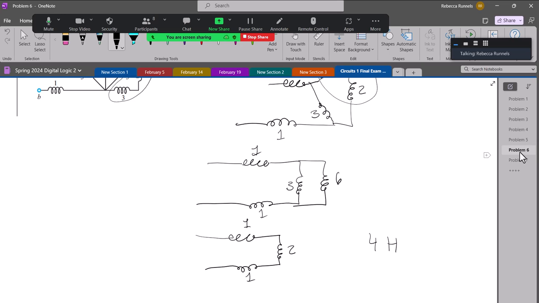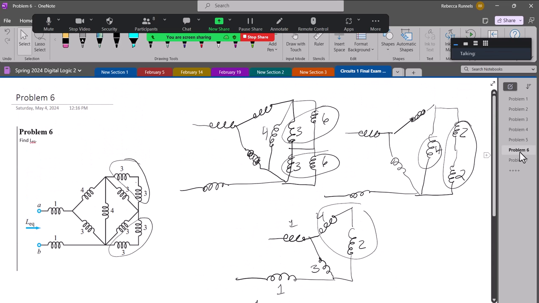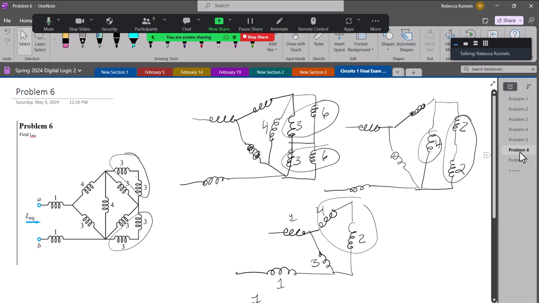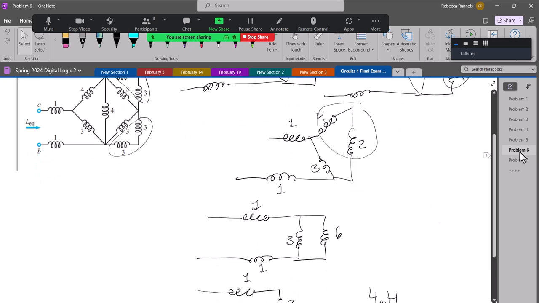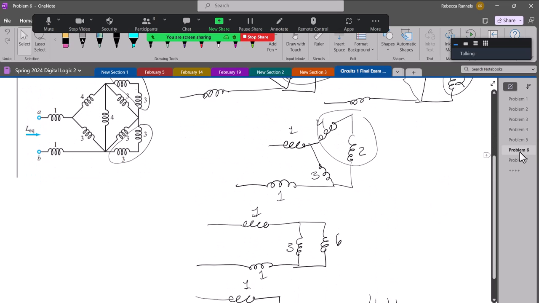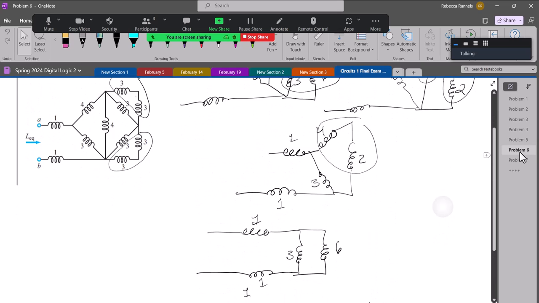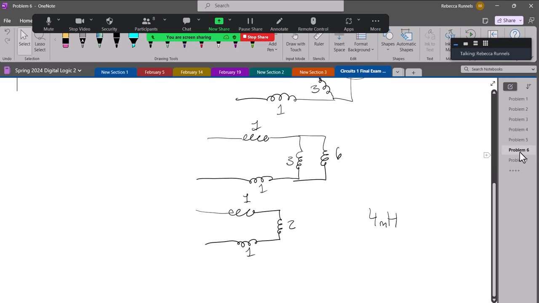Except they were millihenries all along. I don't know how I was supposed to know that. Must have been somewhere else in the problem. Okay, any questions on that?